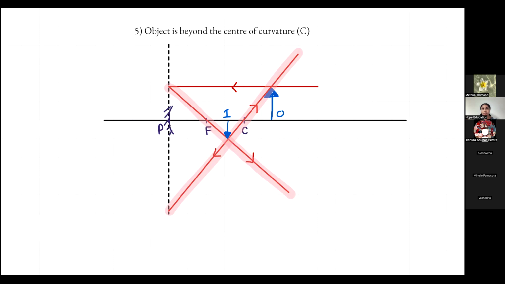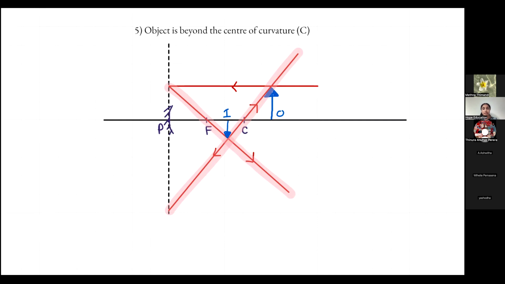We can say it like, if it is larger, we can say enlarged, and if it is smaller, diminished also we can say. Yeah, diminished. When it's larger, we can say magnified. When it's smaller, you can say diminished, or we can say smaller than the object also. So in the first, second, and third ray diagrams, the image was larger than the object. So we call the image magnified. In the fourth ray diagram, the image was the same size as the object. Now here, image is smaller than the object, right?